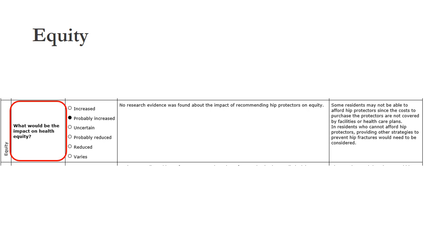It was also important to consider other factors. For example, the cost of hip protectors are not covered by long-term care facilities or by most healthcare plans in Canada. Therefore, people who cannot afford hip protectors may be at a disadvantage. It was therefore important to consider how the recommendation might impact health inequities, and this panel found that the inequities probably will increase.